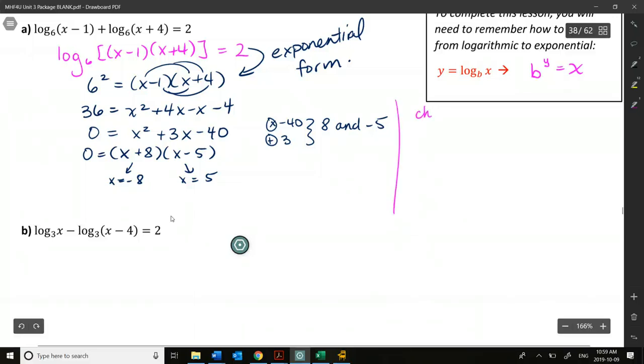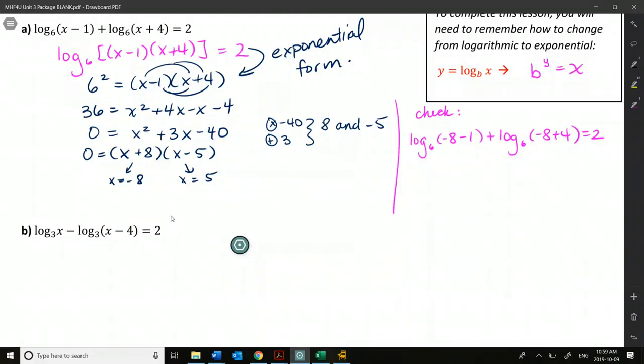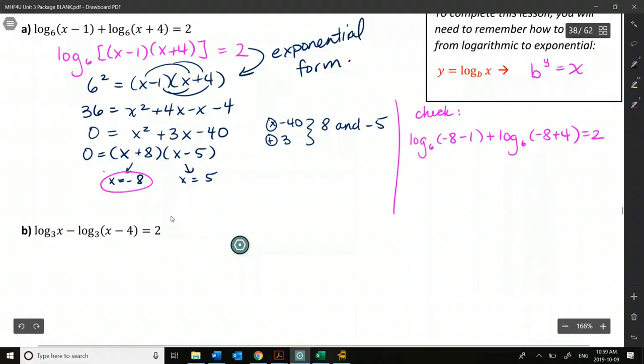So we're going to do a check here by subbing back in. So we'll have log base 6 of negative 8 minus 1. And you should see a problem happening here already because this is the log base 6 of negative 9, and this is the log base 6 of negative 4. So is this a permissible answer? This is not. So we would call this guy an extraneous root.